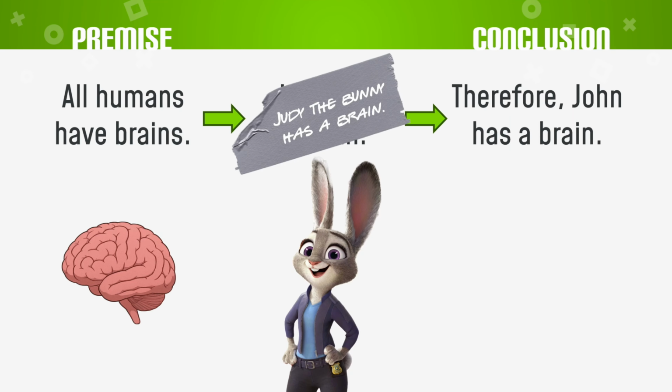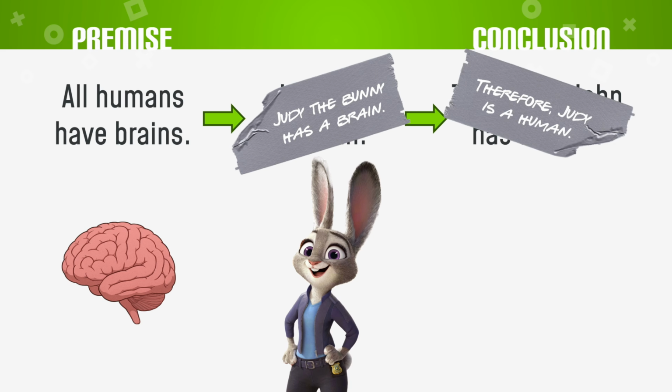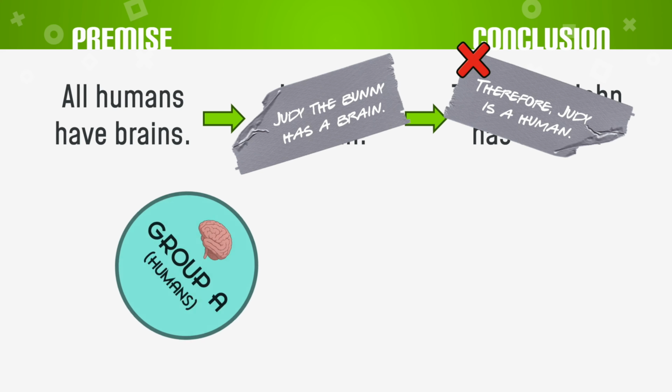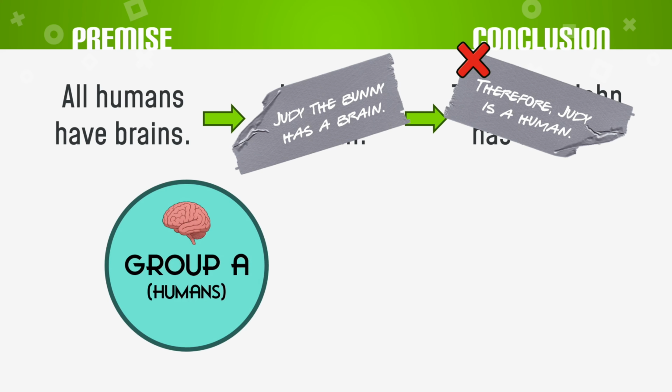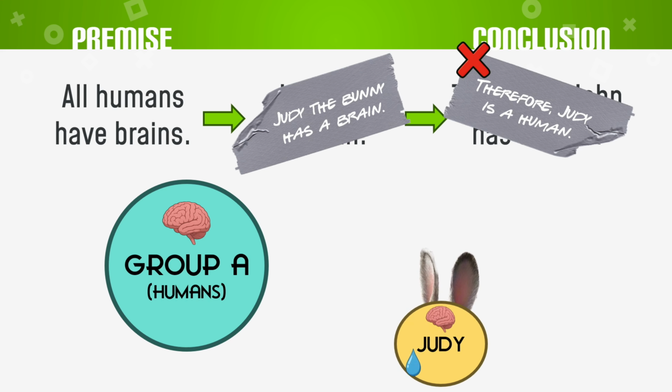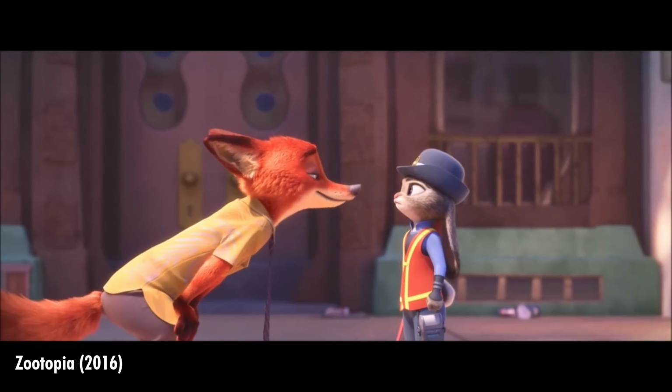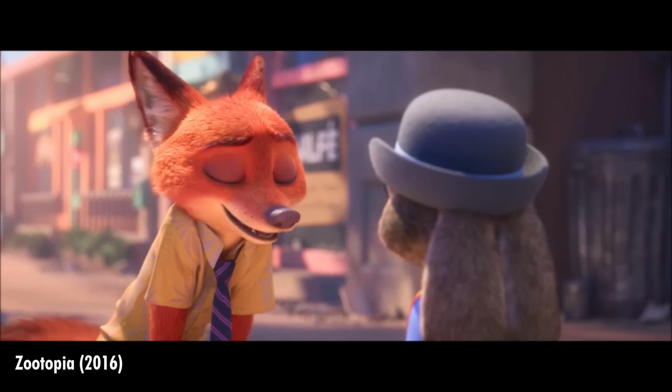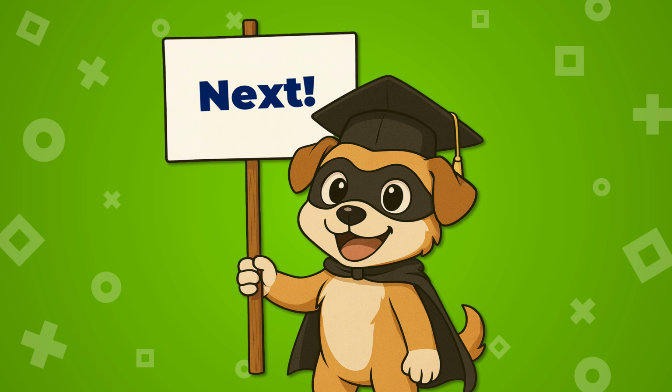However, change it up a little and you'll notice it doesn't work. All humans have brains. Judy the bunny has a brain. Therefore, Judy is a human. This is now bad reasoning. The argument is basically saying everyone in group A has this feature, in this case, a brain. Judy has that feature, so Judy must be in group A. But that's a mistake. Just because all humans have brains doesn't mean brains only belong to humans. Everyone comes to Zootopia thinking they can be anything they want. Well, you can't.